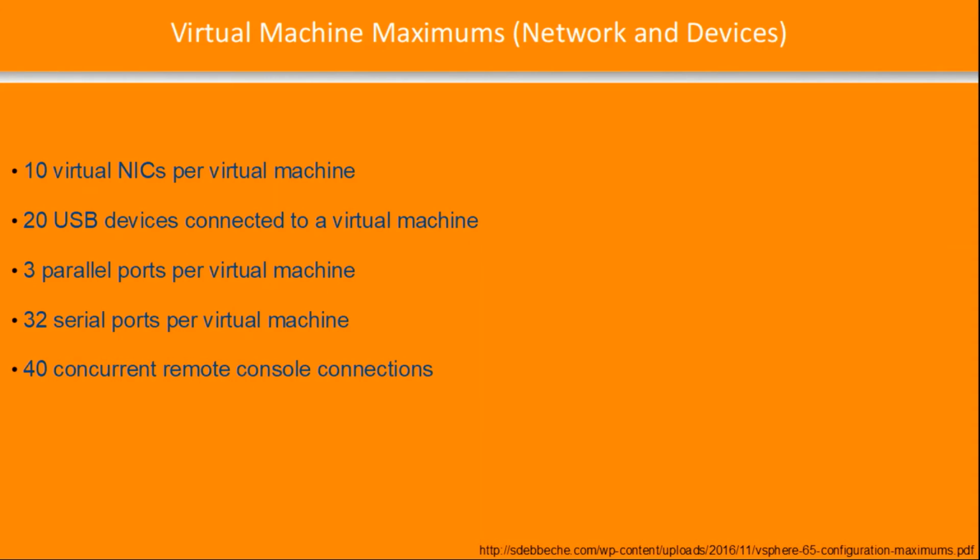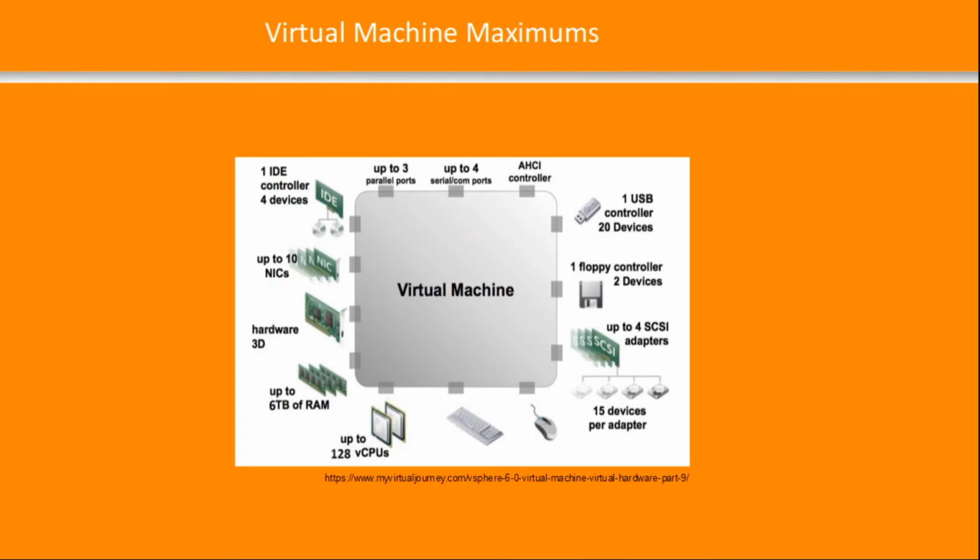And we look at the network and device space. You can connect up to 10 virtual NICs per virtual machine, resulting in a capability to connect up to 10 networks, 20 USB devices, 3 parallel ports, 32 serial ports per virtual machine, and up to 40 concurrent remote console connections. Looking at that same information in a graphical manner, we see the same information: up to 10 NICs.